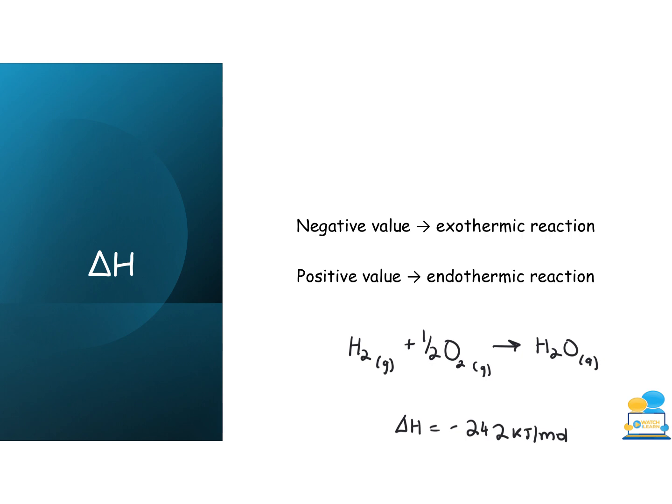The kJ stands for kilojoules, and the SI unit for energy now is joules. But since 1 joule of heat energy is rather small, heat changes when molar quantities react are normally measured in kilojoules, just because it means that it's smaller numbers that we're dealing with.